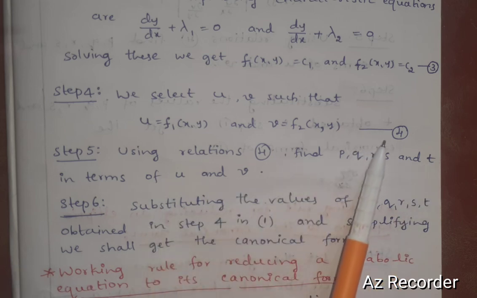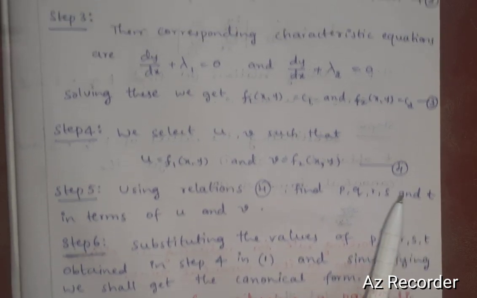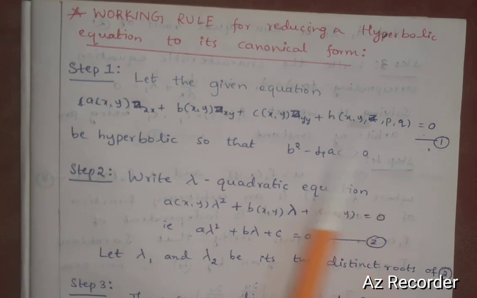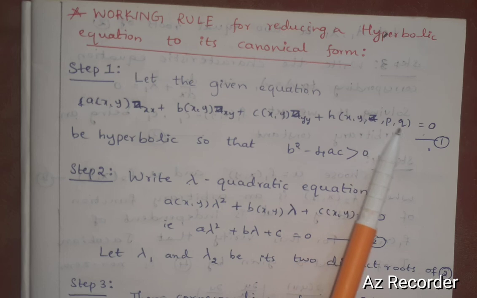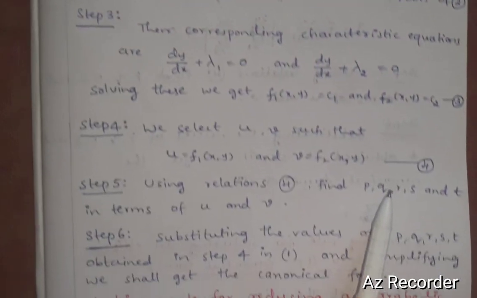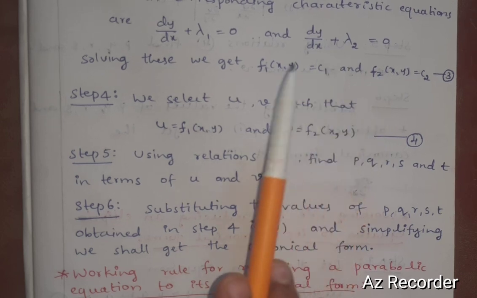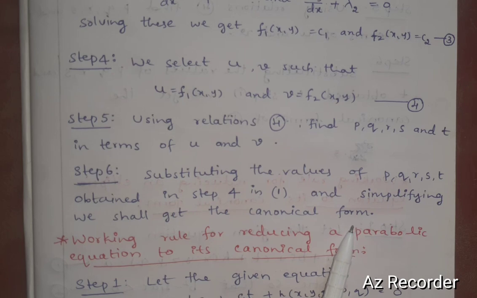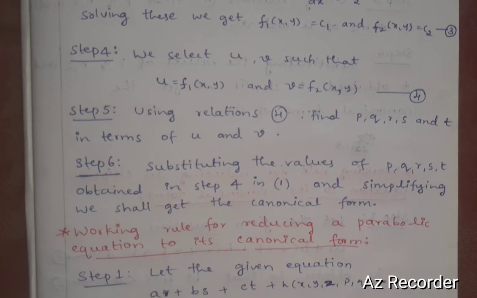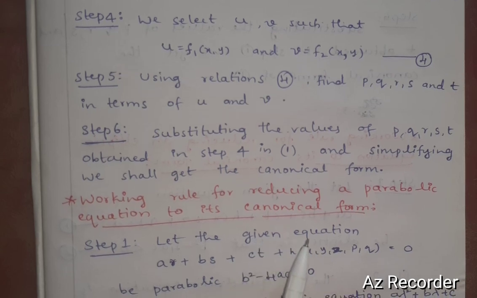So using the relation 4, we are finding the terms and substituting these values p, q, r, s, t in equation number 1. So equation number 1 is this. We are finding zxx, zxy, zyy and p and q here in equation number 4. After finding all the terms, we substitute in equation number 1 and simplify, and we get the canonical form. Okay. So next, working rule for reducing the parabolic equation to its canonical form.